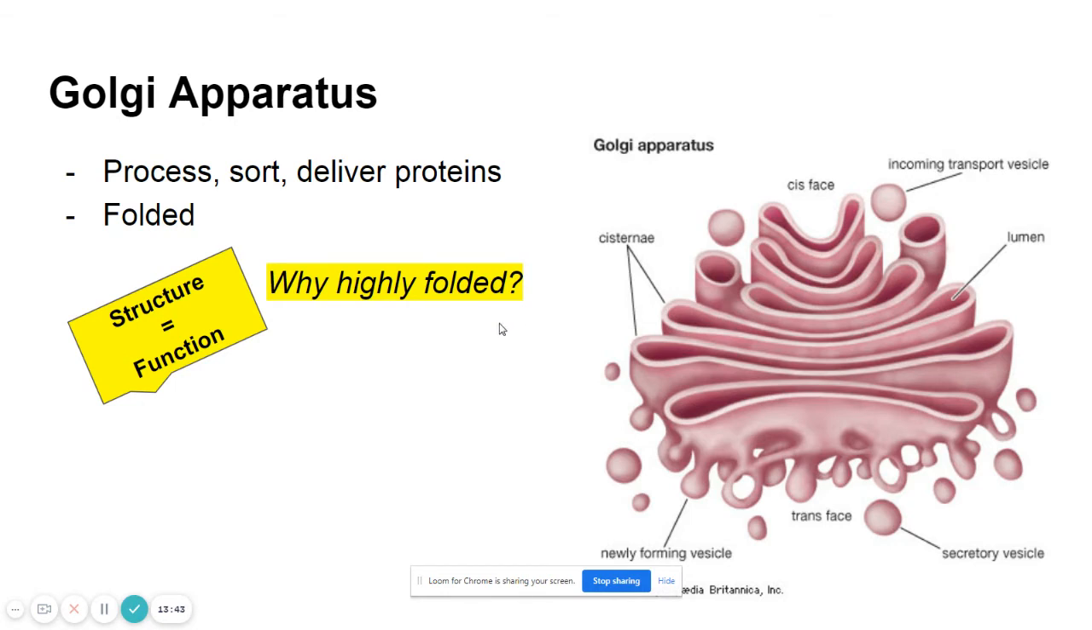So based on what we discussed in the previous organelle, why do you think that the Golgi apparatus is highly folded? So the answer is, again, to increase surface area to allow more reactions. In this case, what are these reactions? What exactly is the Golgi doing? It's processing, sorting, and delivering proteins. So the Golgi apparatus is highly folded in order to increase surface area, to process, sort, and deliver proteins.